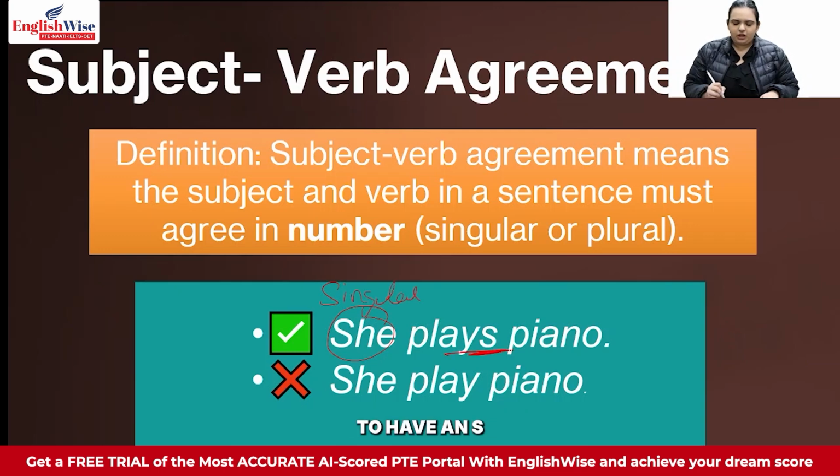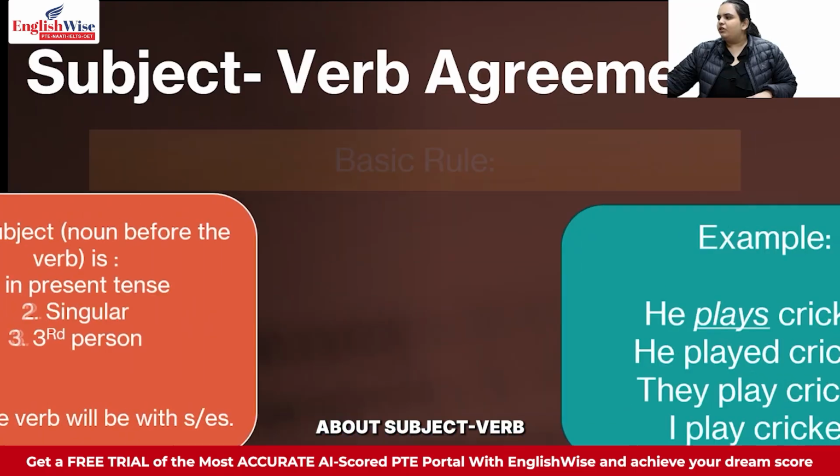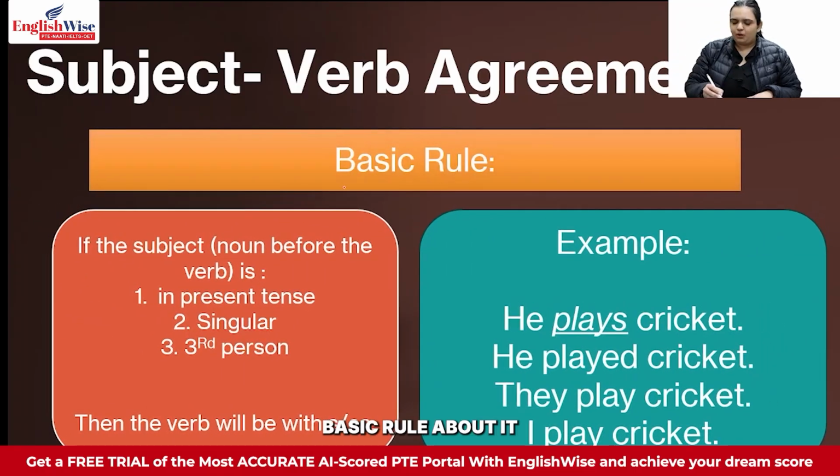So the verb has to have an S with it. You will say she plays piano. You can't say she play piano. That is incorrect grammar. Okay. So this is all about subject-verb agreement. Let us learn the basic rule about it first.